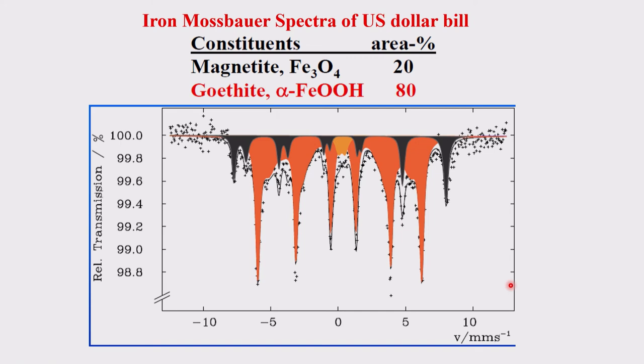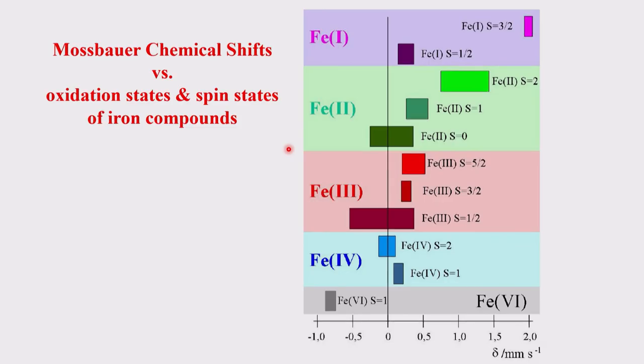Even if you look at that, you have a magnetic line in currency bills, and the US dollar bill is shown here. And if you make this, Fe3O4 is 20%, FeOOH is 80%, and this is what is basically used in that. You can see the Mossbauer spectrum can very nicely give all those.